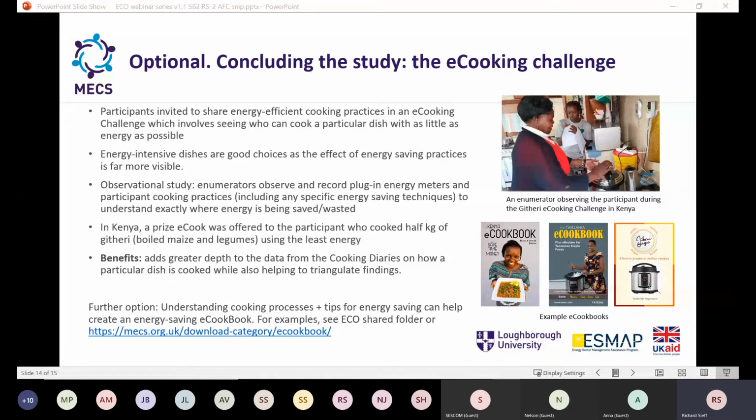The benefit of running an e-cooking challenge is to gain greater depth of knowledge and information on how that particular dish is cooked and how to cook it most efficiently. Events such as these can be the start of e-cookbooks. Here are 3 examples on the right that have come out of MECS-related activities thus far, to do with Kenya and Tanzania. They provide recipes and tips for cooking them with the least energy possible, helping to raise awareness and transform the cooking practices of even more people.